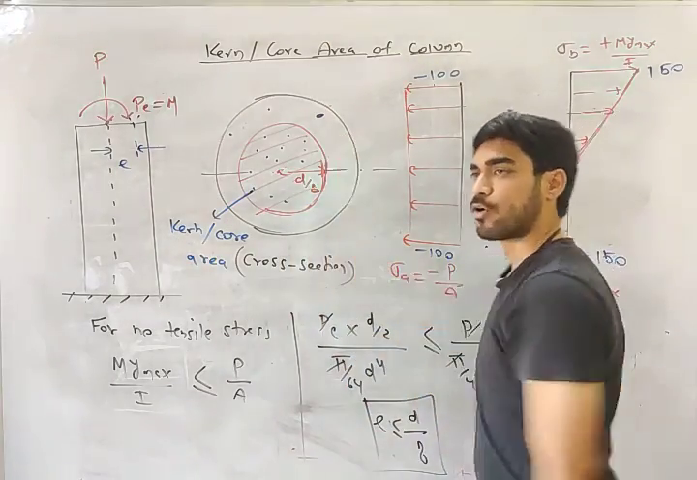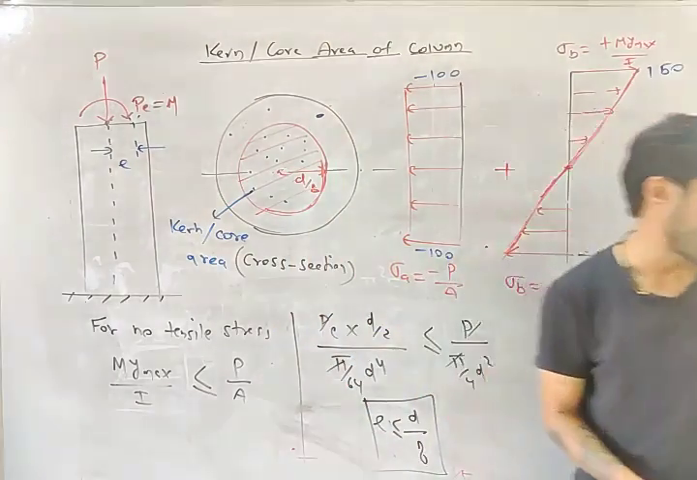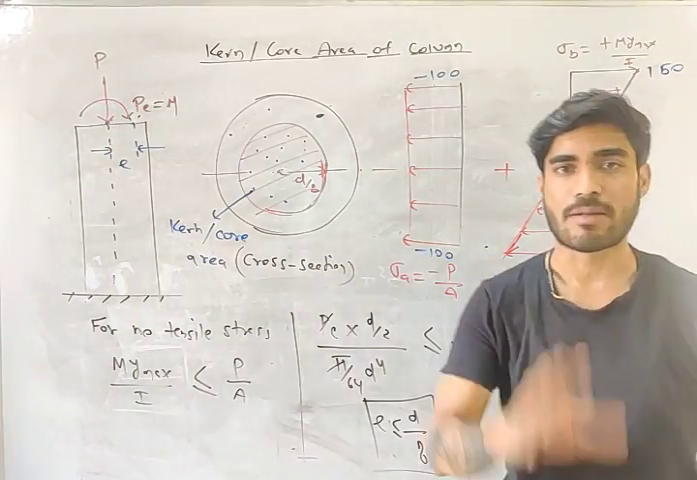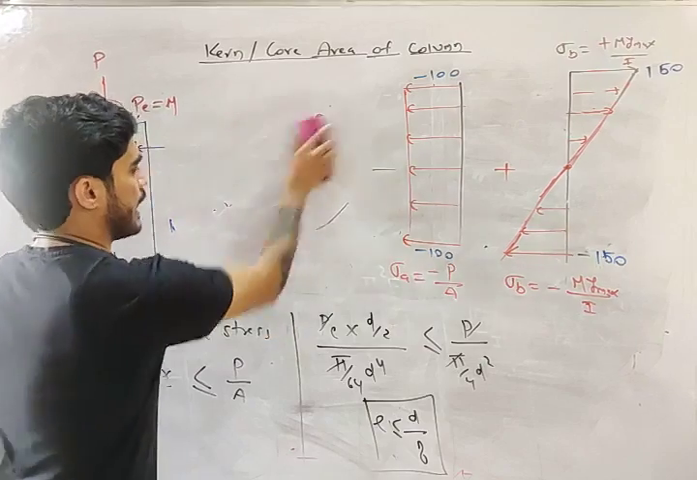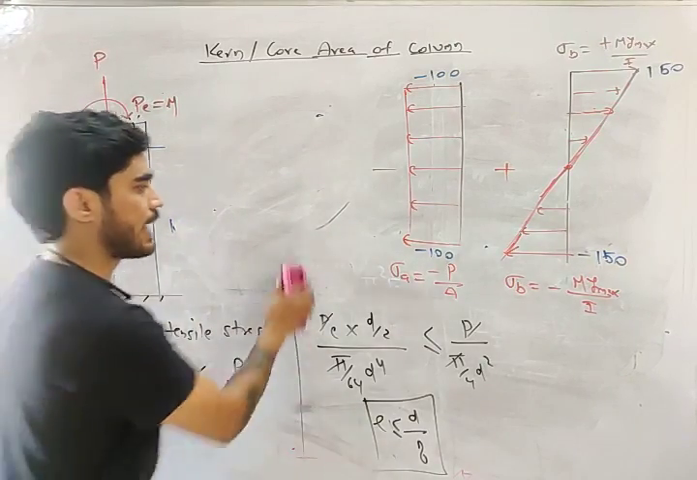If your load is outside the core area, there is tensile stress. Do you understand this concept? Very good, my friend. Now, you can also calculate eccentricity for a rectangular section.